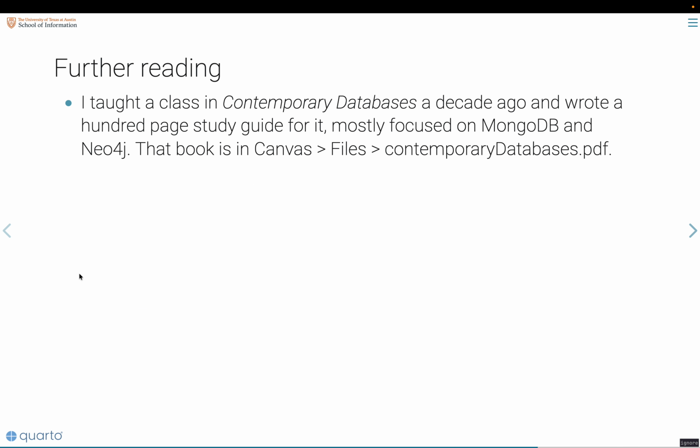So I taught a class in contemporary databases a decade ago, and I wrote a 100-page study guide for it, which I've put on Canvas, and it's mostly focused on MongoDB and Neo4j, and that book is in Canvas files, contemporarydatabases.pdf. So if you want to know more about MongoDB or Neo4j, that's a really good place to start.